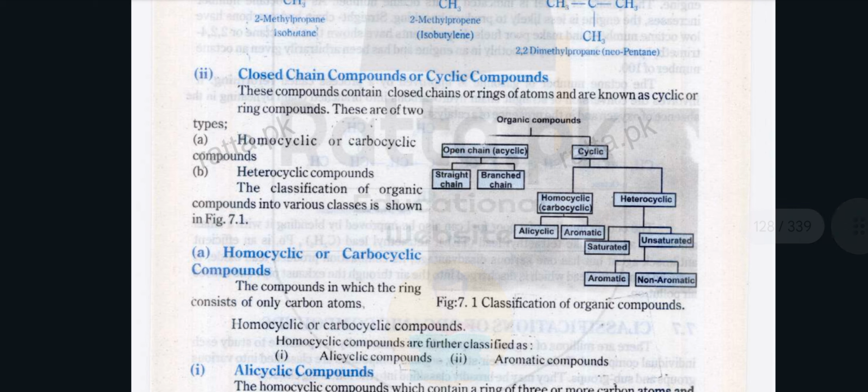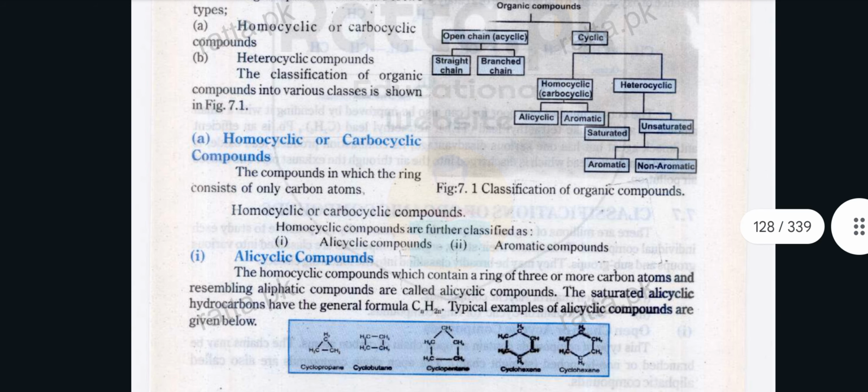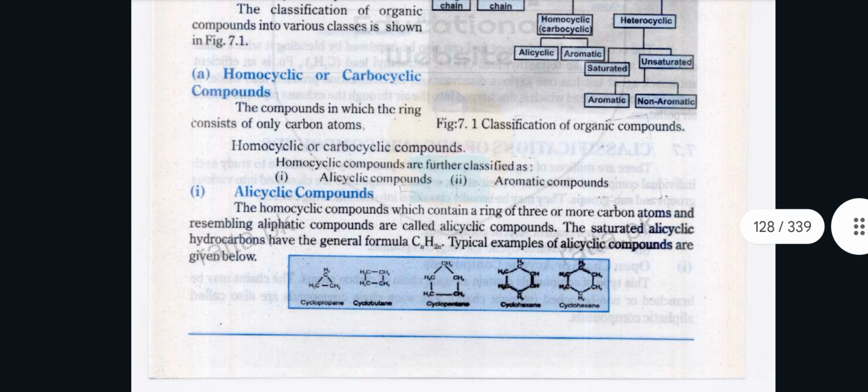Closed chain compounds or cyclic compounds, also known as cyclic ring compounds, are of two types: homocyclic or carbocyclic compounds, and heterocyclic compounds. The classification of organic compounds into various classes is shown in the chart over here. And then we move forward to A, homocyclic or carbocyclic compounds.